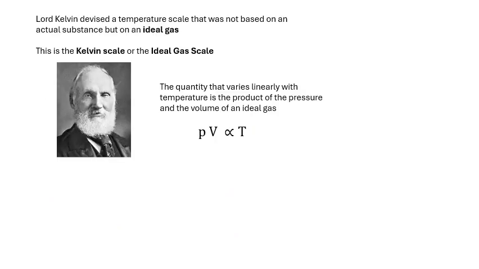So Lord Kelvin, who before he became a lord was William Thomson, but then he became Lord Kelvin, devised a temperature scale that was actually based on an ideal gas. And it's the Kelvin scale or the ideal gas scale. And basically his quantity that varies linearly with temperature is PV. So you make the assumption that PV is proportional to temperature.